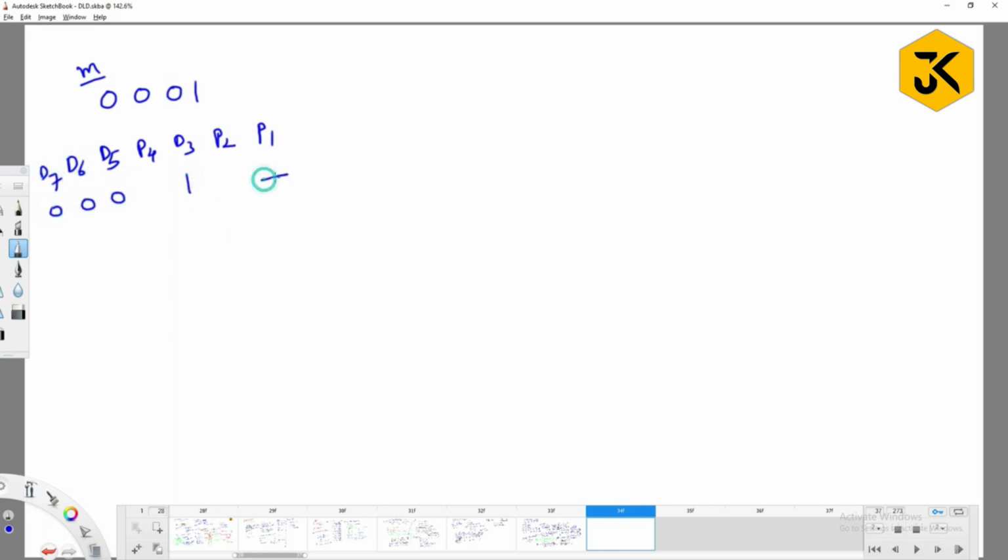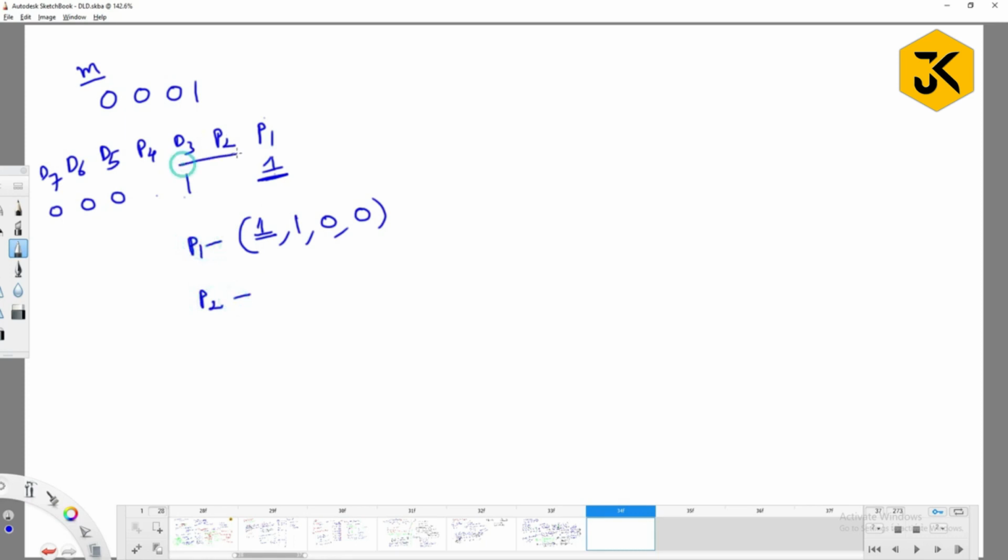And I need to find out the parity P1. P1 value means what? It is a combination of P1. I need to leave one, that is 1. Sorry, I have to write separately for your understandability. So this is empty 1, empty 0, and empty 0. To make this even parity, I have to make this 1. This is for P1.